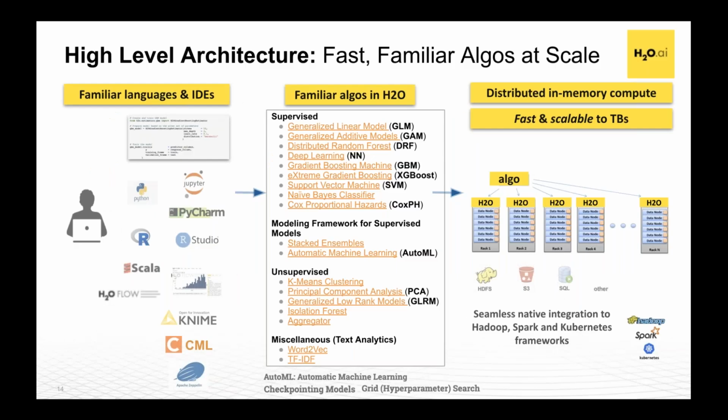And this is just a high level view of what algorithms are available in H2O3. On the top there are the supervised learning algorithms, which are GLMs, GAMs, DRF. These are the ones usually popularly used in the industry. Then we have frameworks for supervised models, like stacked ensembles and automatic machine learning. We'll concentrate on AutoML from here on. And then we have unsupervised learning algorithms like k-means, PCA, GLRM, isolation forest, and aggregator, and a few miscellaneous ones for text analysis.